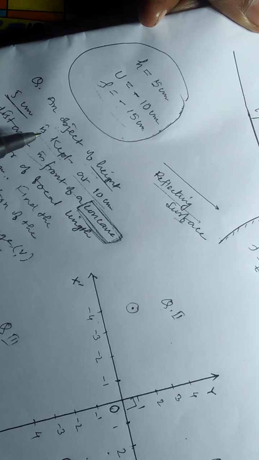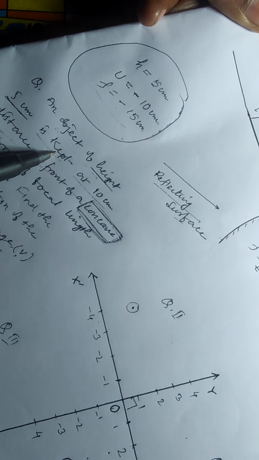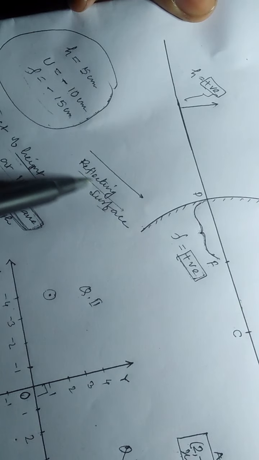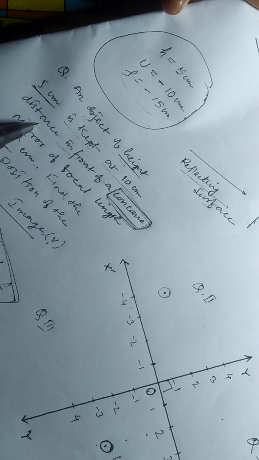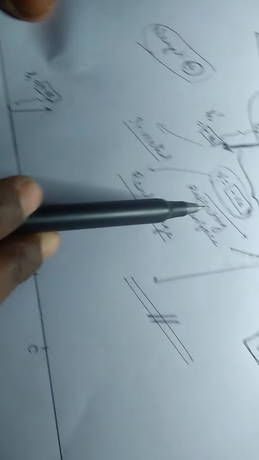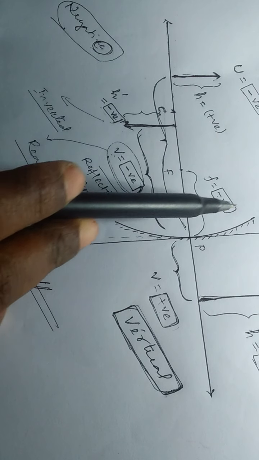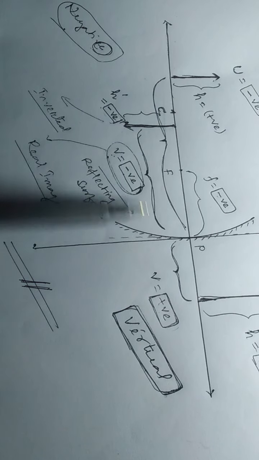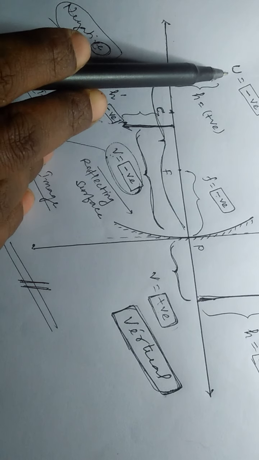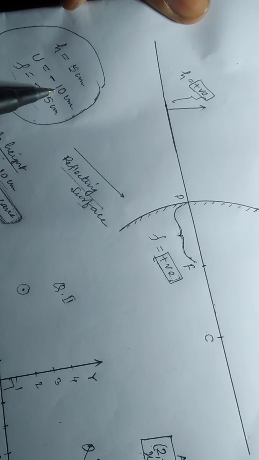Now let us go to the question again. An object of height 5 centimeter is kept. Where will we keep it? Towards the reflecting surface always, that is left side. See, kept at 10 centimeter distance in front of a concave mirror. So concave mirror means this kind of mirror, and always it is kept left side, because the reflecting surface, for our convention or convenience, we take left side only. So U will be negative always. So here I wrote U is equal to minus 10 centimeter.